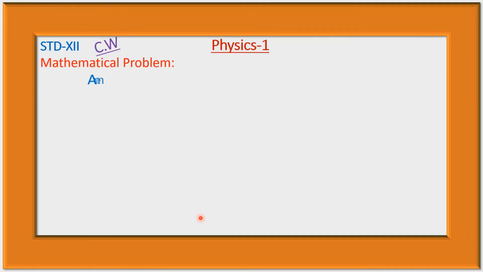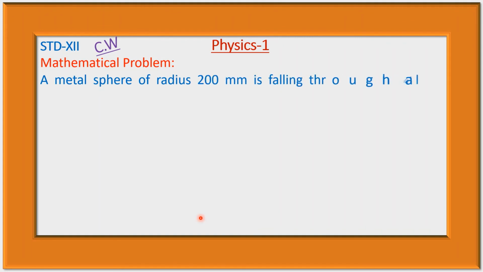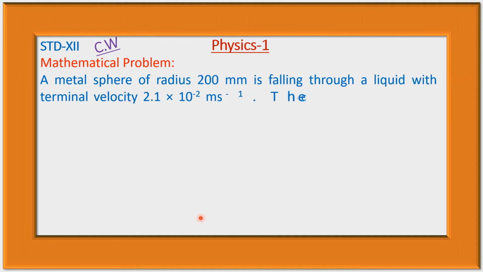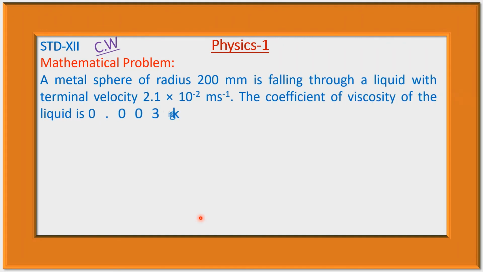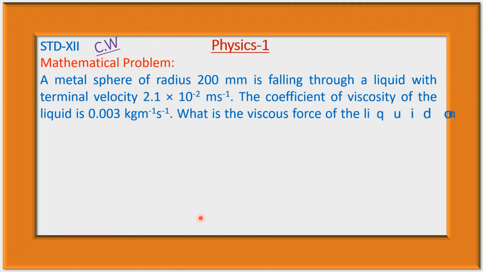Mathematical problem. A metal sphere of radius 200 mm is falling through a liquid with terminal velocity 2.1 into 10 to the power minus 2 meter per second. The coefficient of viscosity of the liquid is 0.003 kilogram per meter per second. What is the viscous force of the liquid on the sphere?